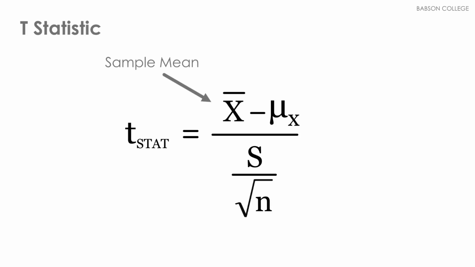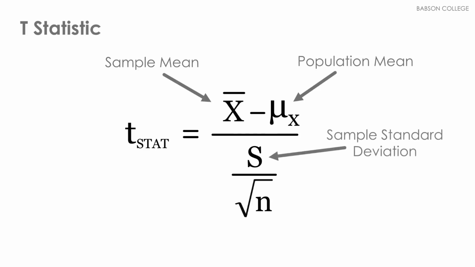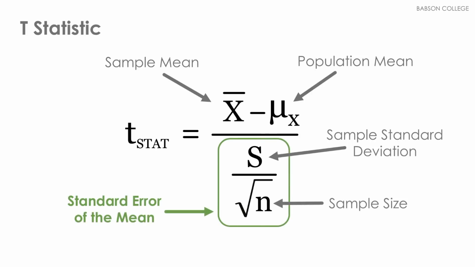Note that x-bar is our sample mean of the data we collect. Mu sub x is the population mean of 450 that we're assuming. S is the standard deviation of our sample, or sample standard deviation. n is our sample size, and for reference, s divided by the square root of n is called our standard error of the mean, which is just a fancy way of saying the standard deviation for all possible sample means that we could take with a sample size of 100.